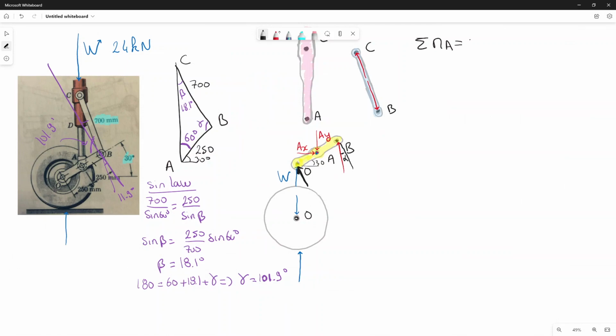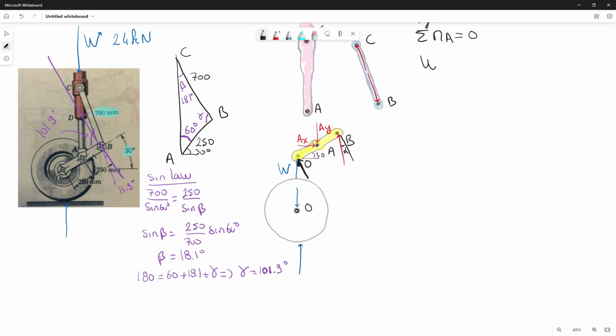about A equals 0. So I am in the yellow row. Okay, so we have W, this angle is 30 degrees. So W cosine 30 degrees times this distance, that is 250. So times 250. And this is in the negative direction.